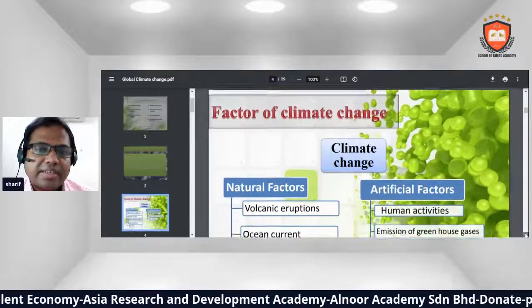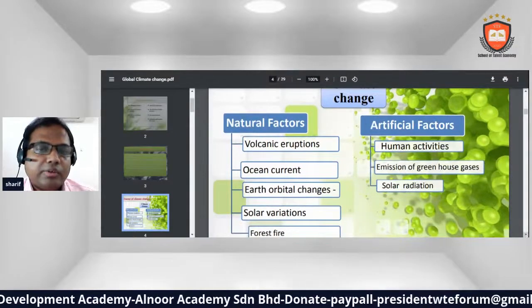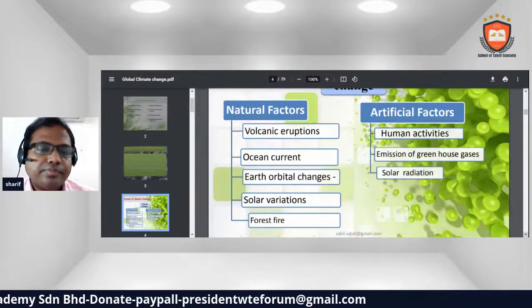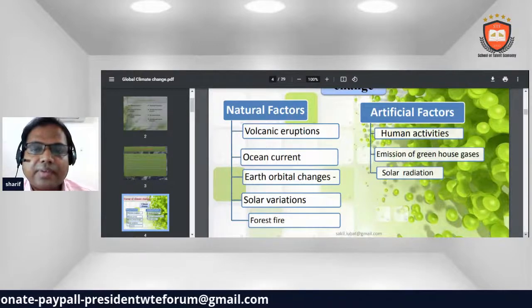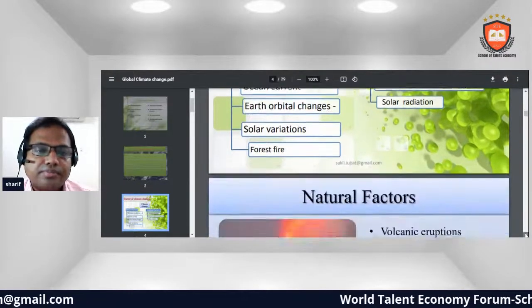Factors of climate change. Natural factors: volcanic eruptions, ocean currents, Earth orbit changes, solar variation, forest fires. Artificial factors: human activities, emission of greenhouse gases, solar radiation.